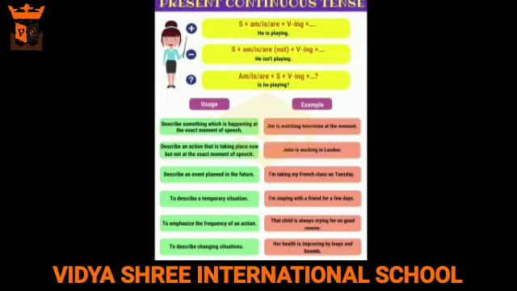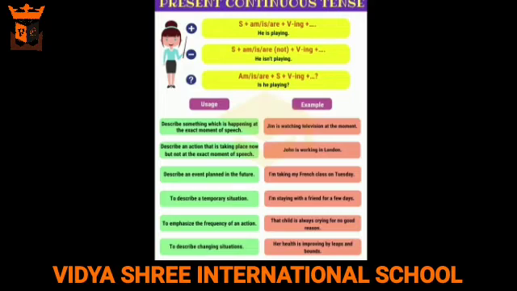Talking about the negative sentence, the structure is subject plus is, am, are plus not plus V1 plus ing plus object. And if we talk about the interrogative sentence, it is, am, are plus subject plus ing form of verb plus object. Clear?